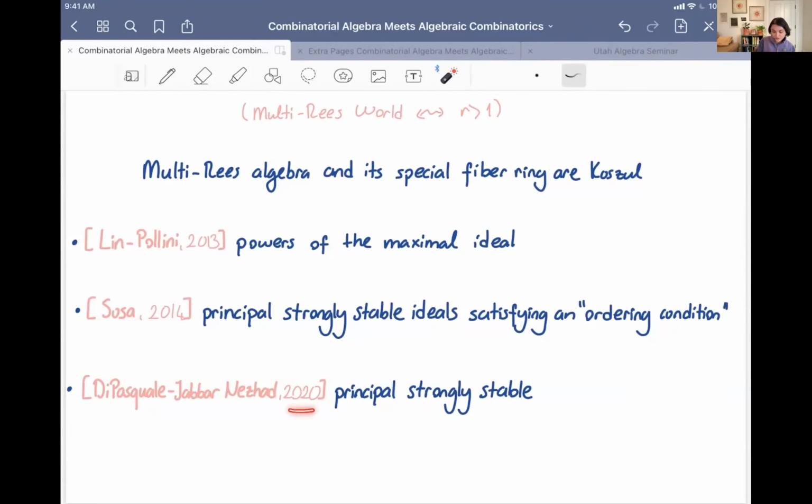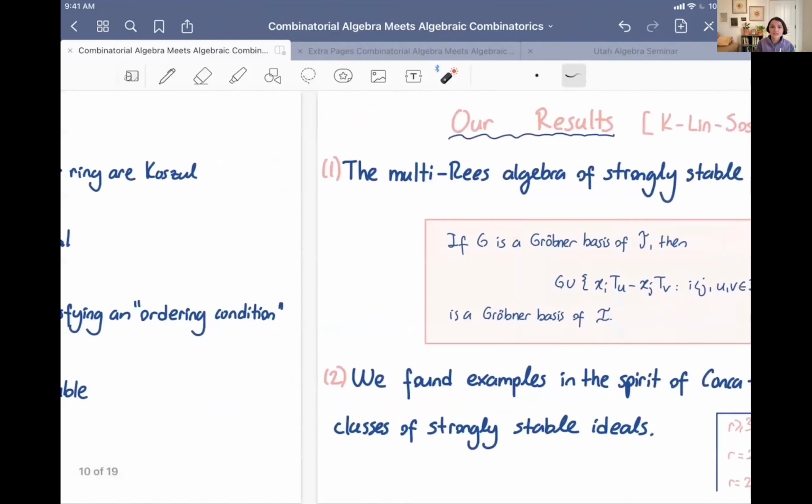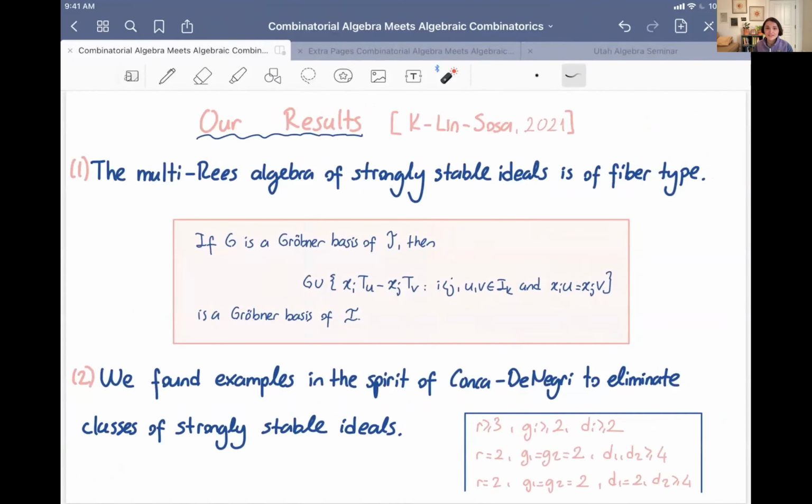So it wasn't until 2020, right before we completed our project, that Di Pasquale and Jafari Nezhad showed that actually the Rees algebra of a collection of principal strongly stable ideals are Koszul. Okay, so what are our results? So we tried to mimic what we've seen was happening in the Rees algebra case. So we've seen the power of that Herzog, Hibi, and Vladoiu result, which allowed people to just study the special fiber to say things about the Rees algebra.